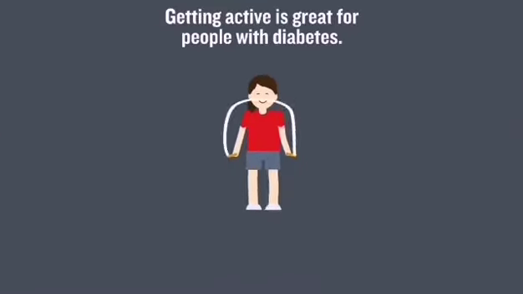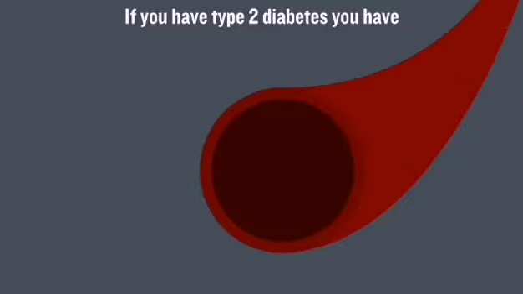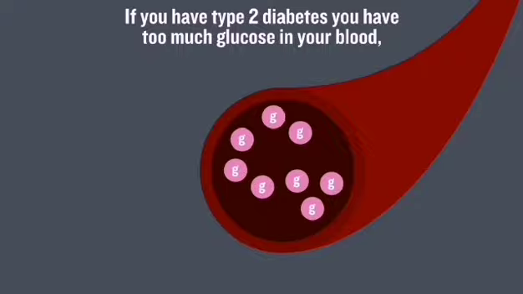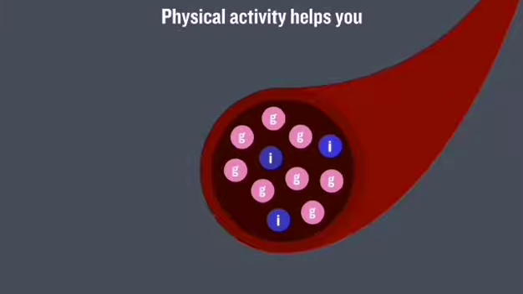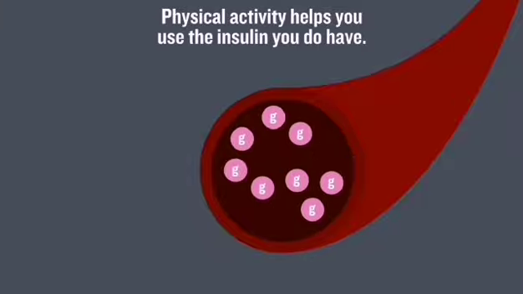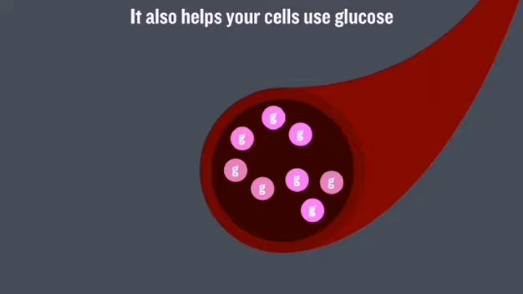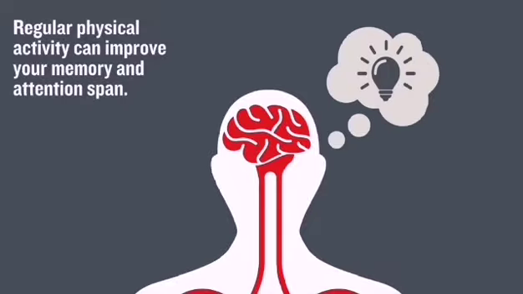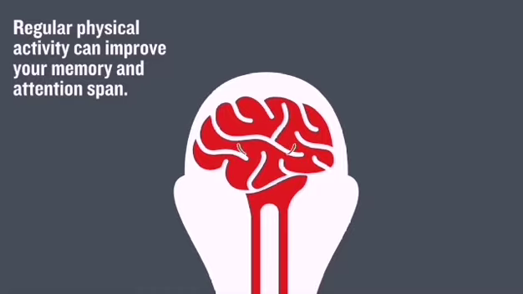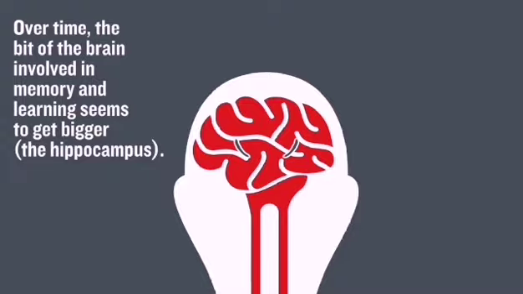Getting active is great for people with diabetes. If you have type 2 diabetes, you have too much glucose in your blood, probably because you don't have enough insulin. Physical activity helps you use the insulin you do have. It also helps your cells use glucose even when there is no insulin. Regular physical activity can improve your memory and attention span. Over time, the part of the brain involved in memory and learning seems to get better.